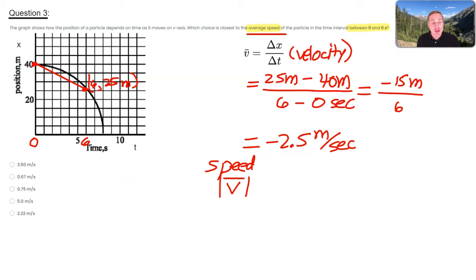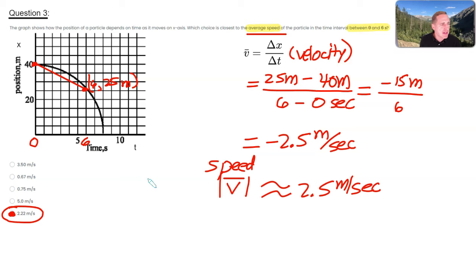Sorry, if I take the magnitude of this, I get approximately 2.5 meters per second. Now, I don't see an exact number like that, but I'd say what's closest is about 2.2 meters per second. I think that's pretty good because if you look, remember where my dot was? I think the actual curve was just a little bit above this 25 mark.